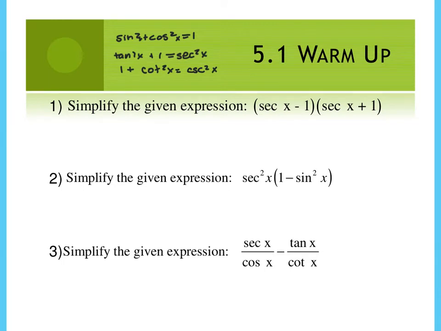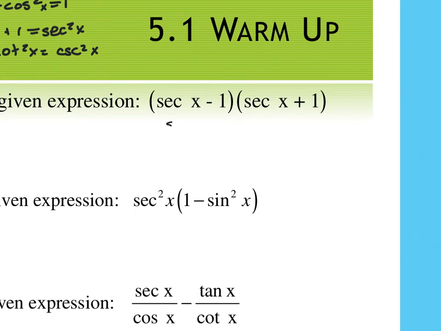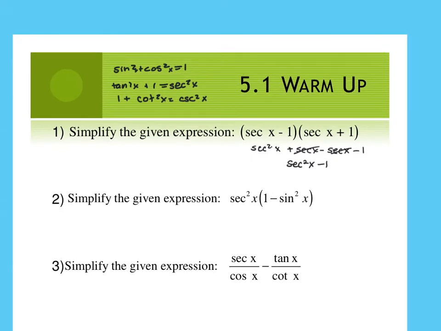All right, so the first one says, simplify the given expression, secant of x minus 1 times secant of x plus 1. What would you do there? Foil them out, and I end up with secant squared x plus secant x minus secant x minus 1. These cancel, and I get secant squared x minus 1. If you go back to the Pythagorean identity, if I subtract the 1 from the right and the left-hand side, what's left? Just tangent squared.